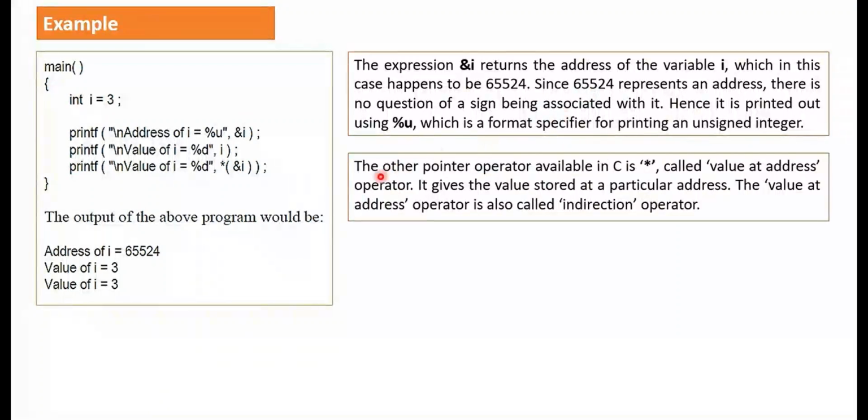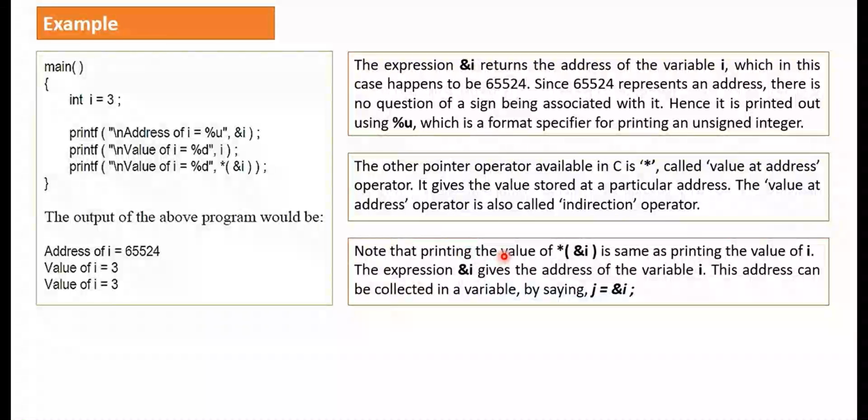Next, the other pointer operator available in C is star, or you can say asterisk, that is called value at address. Now it gives the value stored at a particular address. The value at address operator is also called the indirection operator. Note that printing the value of *(&i) is the same as printing the value of i. Now the expression &i gives the address of the variable i, and this address can be collected in a variable by saying j equal to &i.